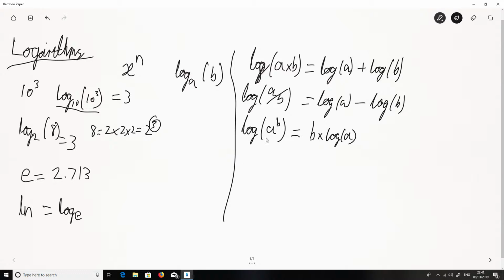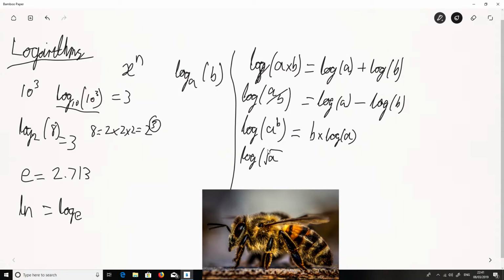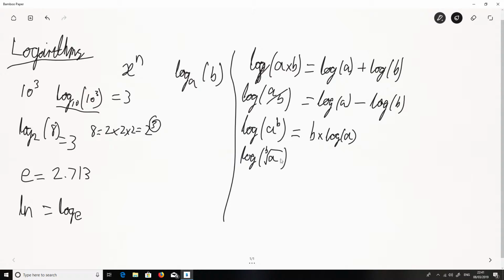And so another rule with logarithms is the root rule. So if you have log of a to the bth root, which is awkward to say, that is equal to log of a over b. You can see it's the opposite of taking to the power. You just divide by instead of multiply by.